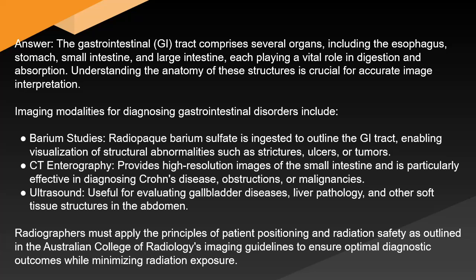Imaging modalities for diagnosing gastrointestinal disorders include barium studies. Radiopaque barium sulfate is ingested to outline the GI tract, enabling visualization of structural abnormalities such as strictures, ulcers, or tumors. CT enterography provides high-resolution images of the small intestine and is particularly effective in diagnosing Crohn's disease, obstructions, or malignancies. Ultrasound is useful for evaluating gallbladder diseases, liver pathology, and other soft tissue structures in the abdomen.